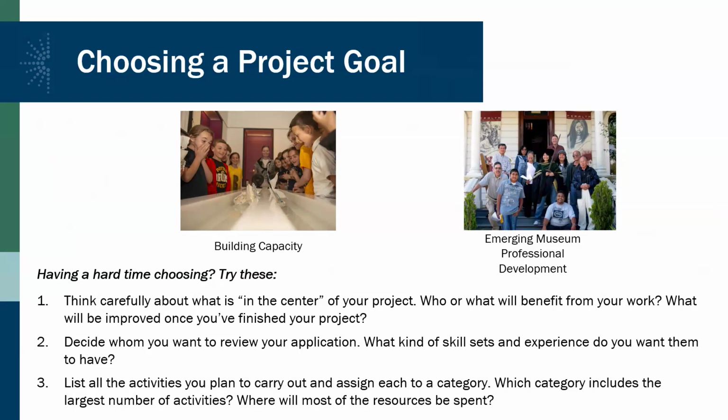A third option is to list the activities you plan to carry out and think about the project budget. To which category are the majority of project time and resources allocated? Again, our most important advice is to choose one project goal and write your proposal accordingly. As always, if you have questions, contact the IMLS staff to discuss them.